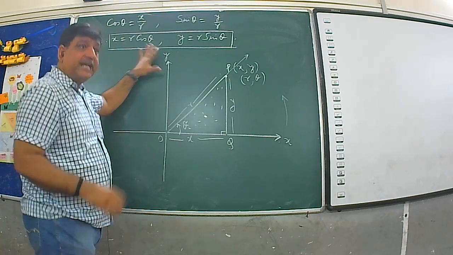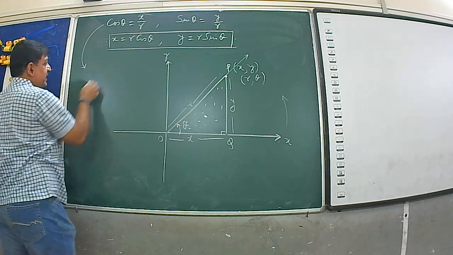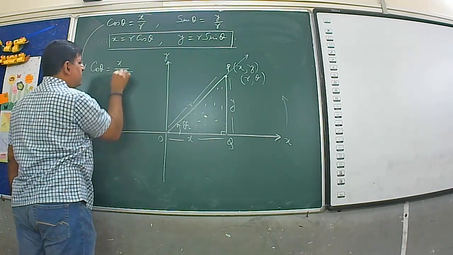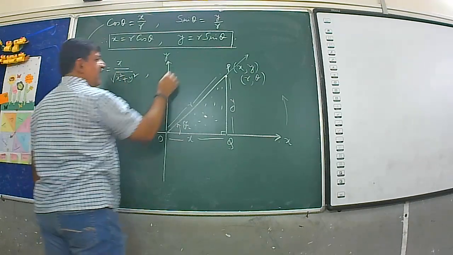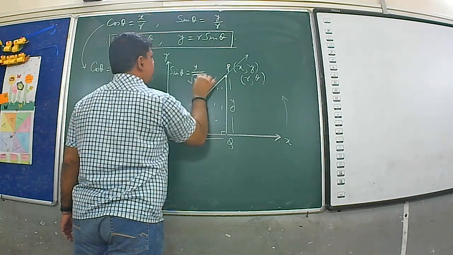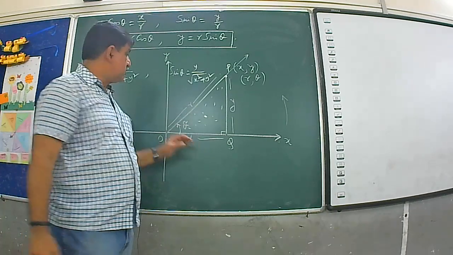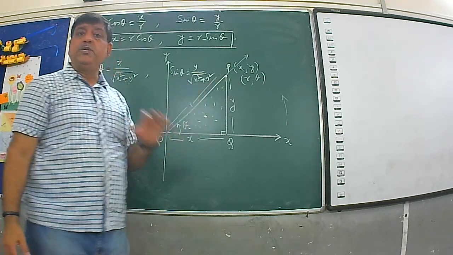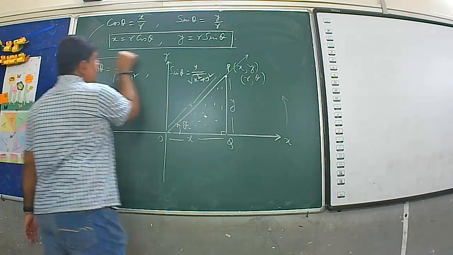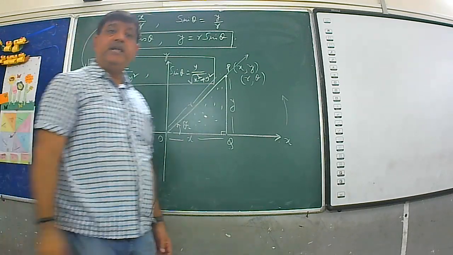Now this relation can also be written as, from here you can write cos theta is equal to x by root x square plus y square, and sine theta is equal to y by root x square plus y square. Why? You can easily understand that this is a right angle triangle, so the length of the hypotenuse will be root x square plus y square. So the value of cos theta is x by root x square plus y square, and the value of sine theta is y by root x square plus y square.